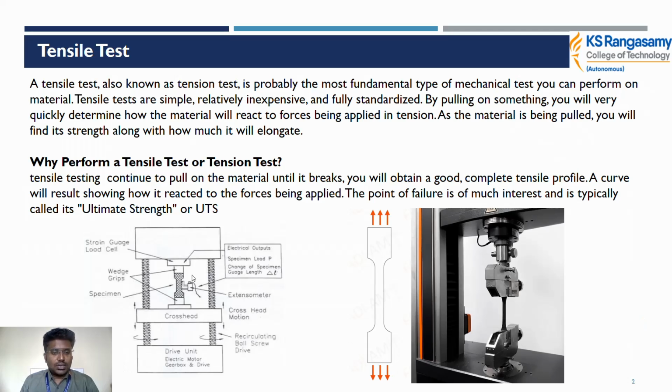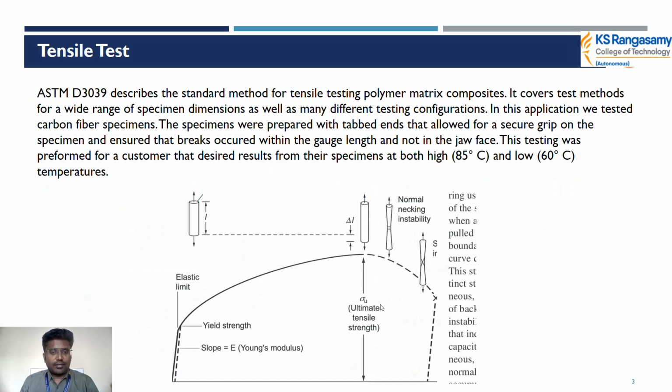So this is the initial testing machine. Here the workpiece will be fitted in the jaw. We apply continuous load on the machine side. So what will happen on the workpiece side? I showed it in the graphical view.